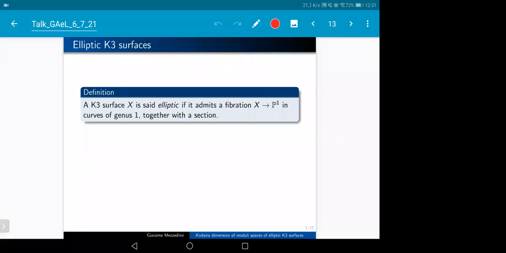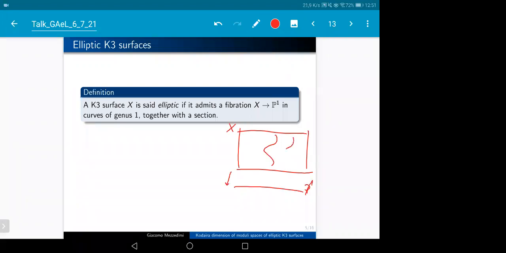Before going to moduli spaces, let me introduce elliptic fibrations and elliptic K3 surfaces. We say that a K3 surface is elliptic if it admits an elliptic fibration. An elliptic fibration is a fibration in curves of genus 1 with a section. Let me give you a picture for whatever this can mean. We have a K3 surface X that has a map to P1.